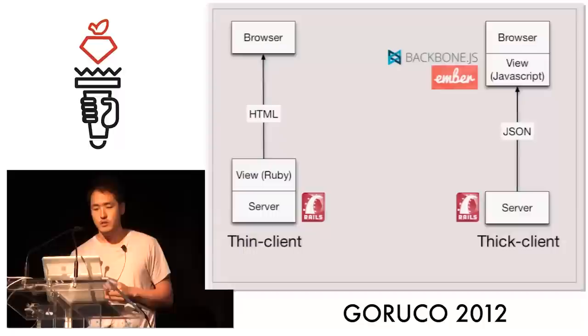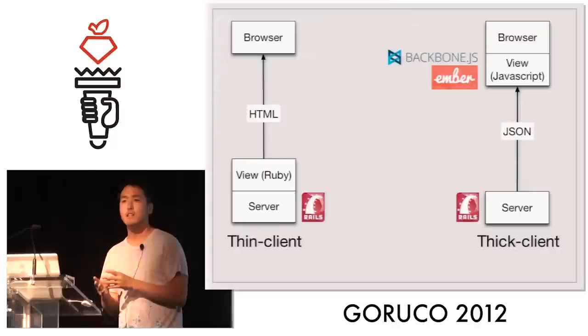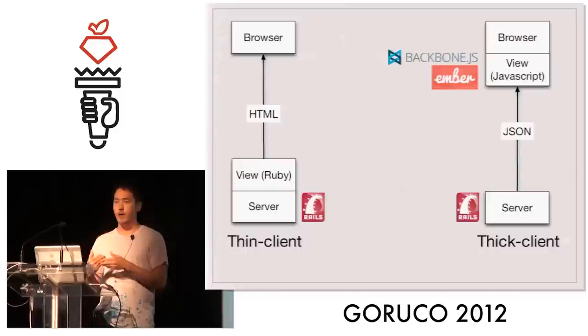First, to start with just basic terms, some may not know the terms thin and thick client, but I'm pretty sure you understand the concepts. Thin client is a traditional server-side view in Ruby and Rails. The server gets the request, renders the view in Ruby, and ships a big chunky HTML page to the browser. We've all done that, I'm sure.